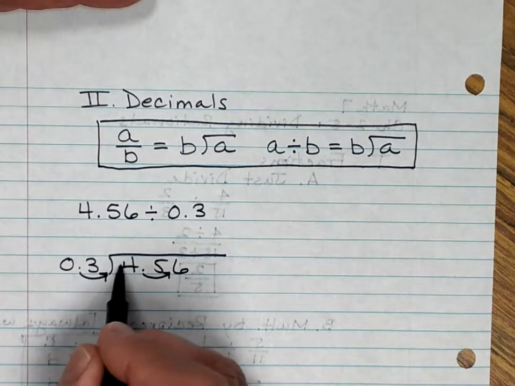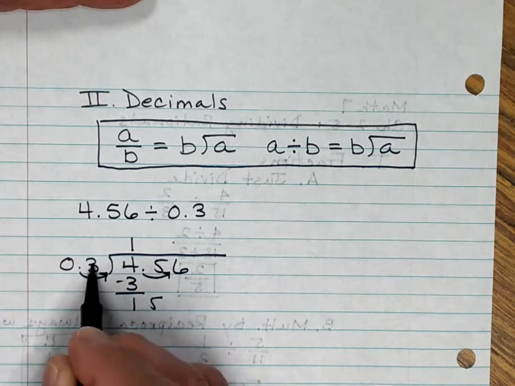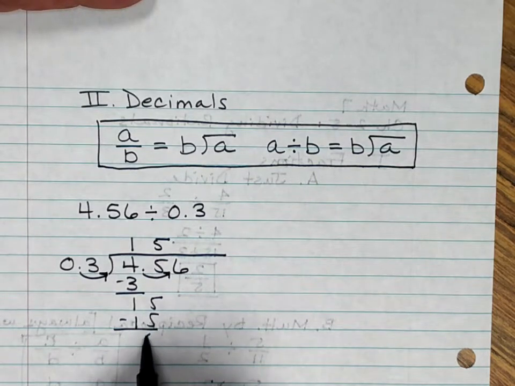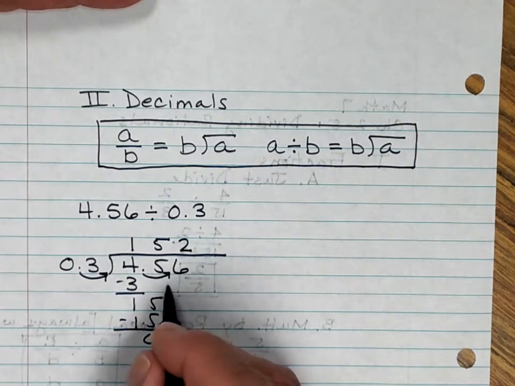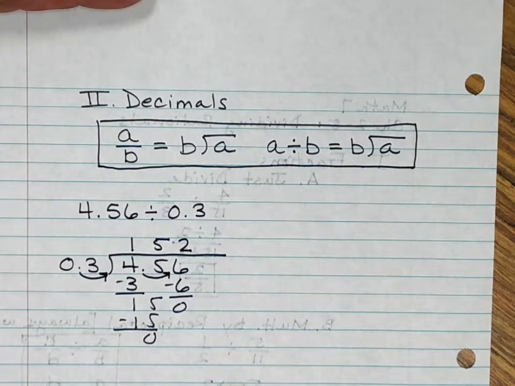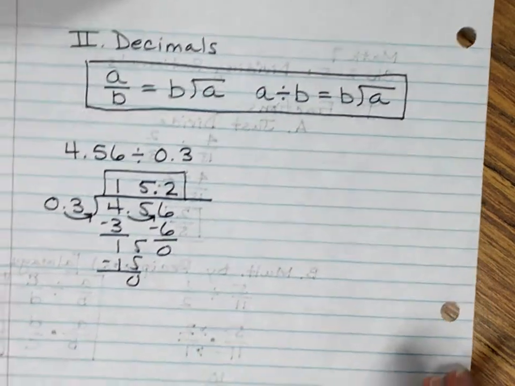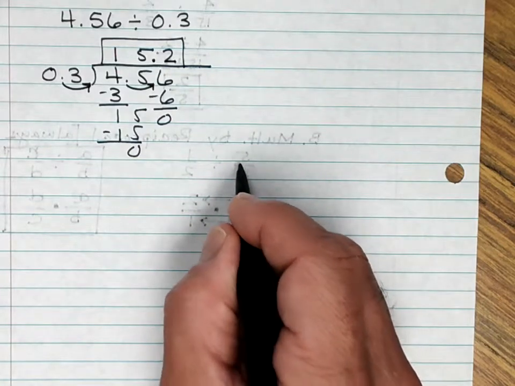So 3 into 4 once, 3 into 15 5 times, 3 into 6 twice. Our decimal's here, so it goes up here. 15 and 2/10. We're going to do just one more of these.